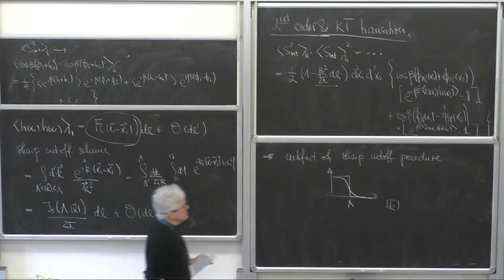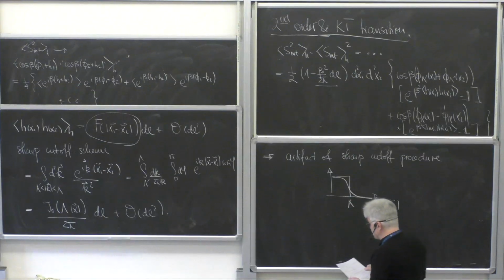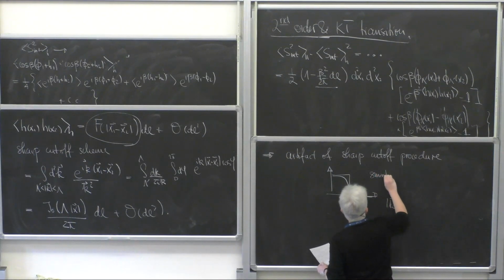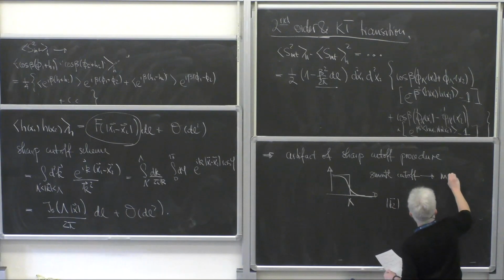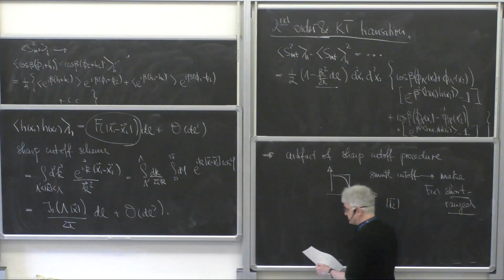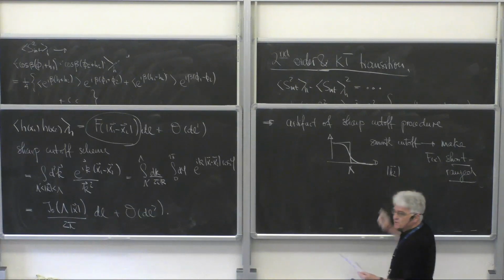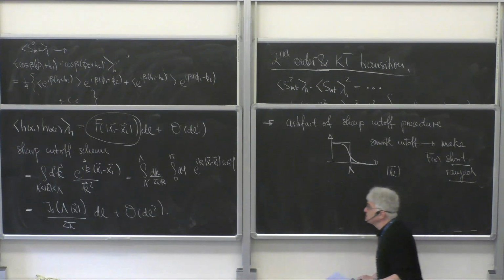As I said, I'm not going to repeat all of this because I don't have the time to do this. So a smooth cutoff makes f of x short-ranged. And that's really what we would like, and we will utilize now.